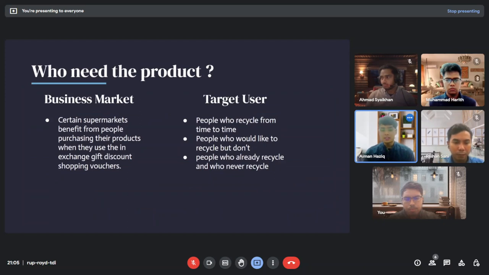Okay, next. So who needs the product? There are two types, business market and target user. For the business market, certain supermarkets benefit from people purchasing their products when they use the exchange gift discount shopping voucher, so people can use the discount to buy their products. For the target user, people who recycle from time to time and people who like to recycle but don't. And lastly, people who already recycle and who never recycle.